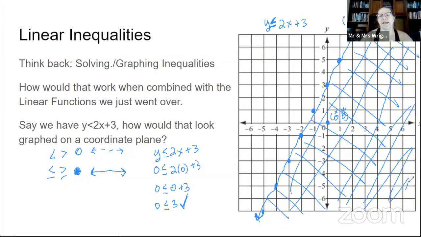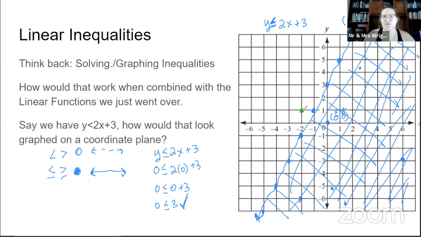And that tells me that any single point in all of this shading, this point, this point, this point, it doesn't matter which point, they all work. They're all possible solutions. They will fit the inequality Y is less than or equal to 2x plus 3. Well, Miss Andrea, what if I had chosen a point on the other side of the equation? What would have happened then? Let's go ahead and do that.